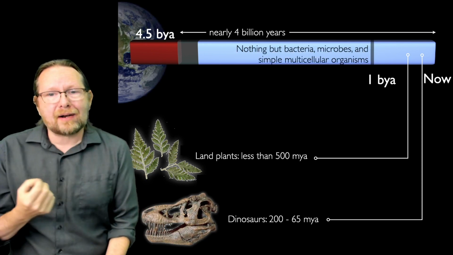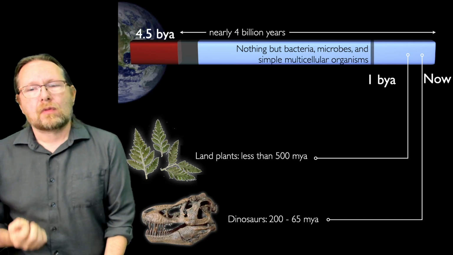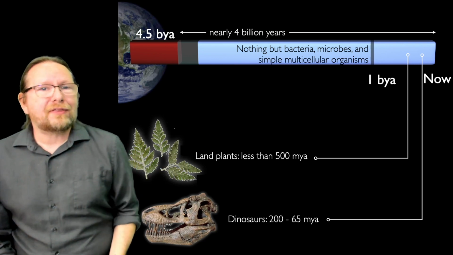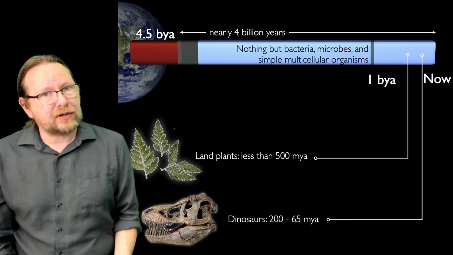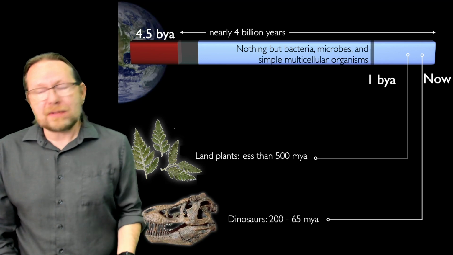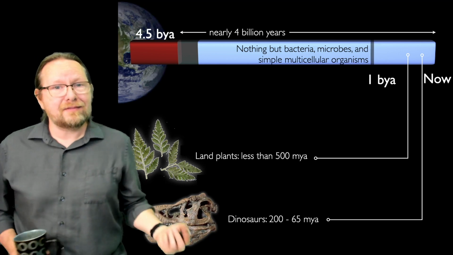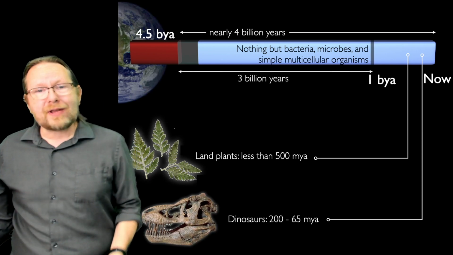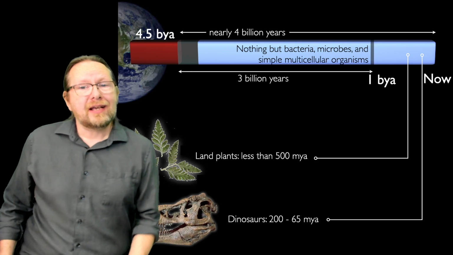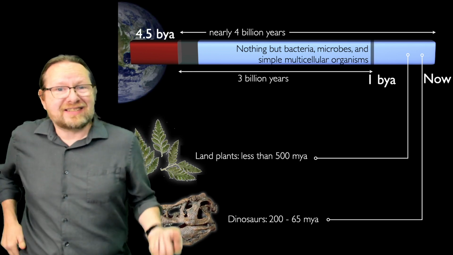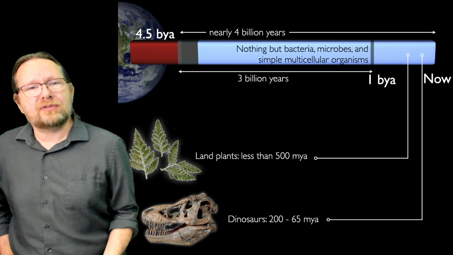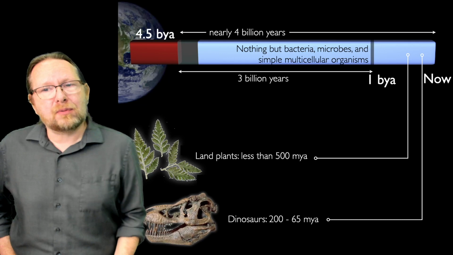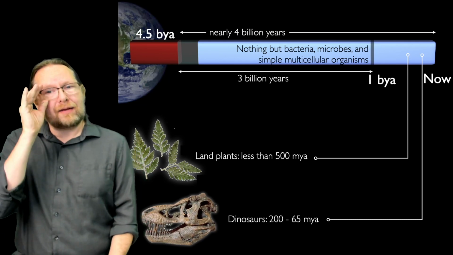In fact, until about 1 billion years ago, so for the first 2.5 billion years or so, there was nothing alive on Earth except for bacteria, microbes, and simple multicellular organisms that lived in the water. So that 3 billion year history of life on Earth is mostly a history of simple single-celled or simple multi-celled organisms. The kind of things we think of as plants and animals are a recent development, only the last 500 million years or so.